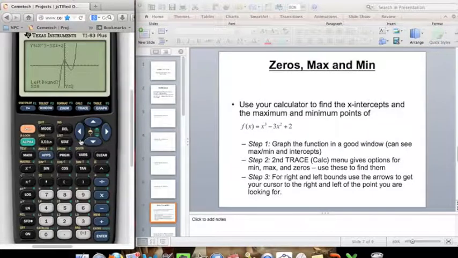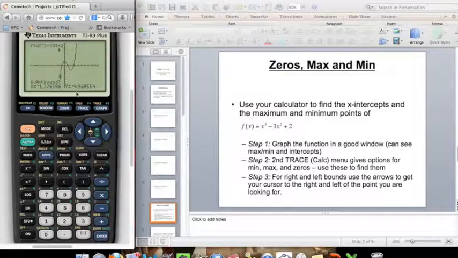So what we're going to do is take our arrows, and where this little blinking cursor is, I want to move that to the left of where the true answer is. So I'm going to take that, and I'm going to move it till it goes past that answer. It doesn't really matter how far past. I mean, we don't want to go way past it, but we want to go to the left past where that first answer is, that first x-intercept. And hit enter.